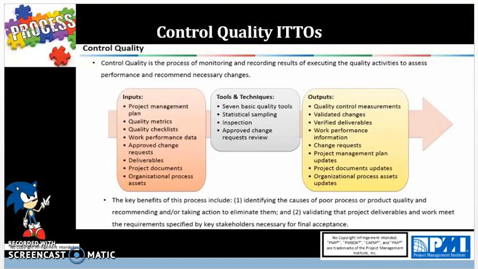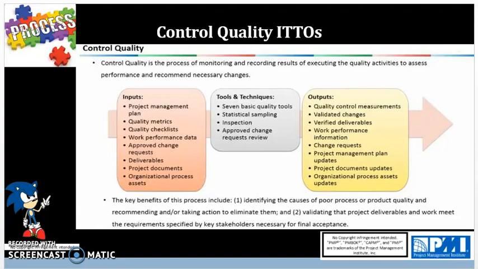And it is basically where the end customer is inspecting and verifying to see if the requirements are met in the finished product, service, or result to their liking. Then we have approved change requests review. This is where the end client or customer is seeing if the approved changes that were made from perform integrated change control have been implemented in the end product, service, or result itself.